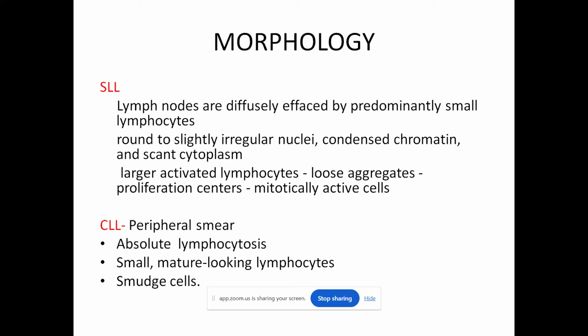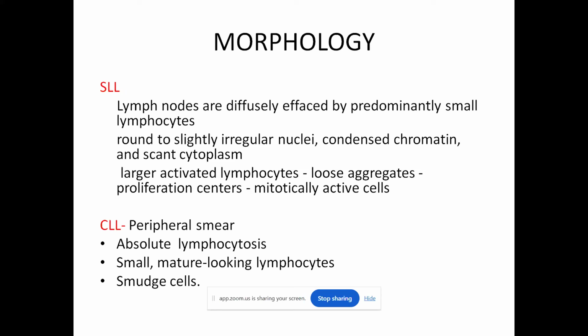And then a few activated large lymphocytes will be there. The large lymphocytes produce loose aggregates with mitotically active cells. These are called the proliferation centers. So these types of proliferation centers can be seen in between the tumor cells. So this is a small proliferation center.